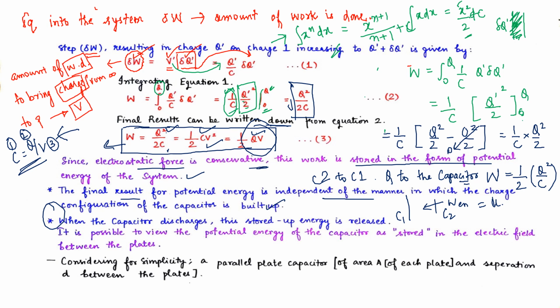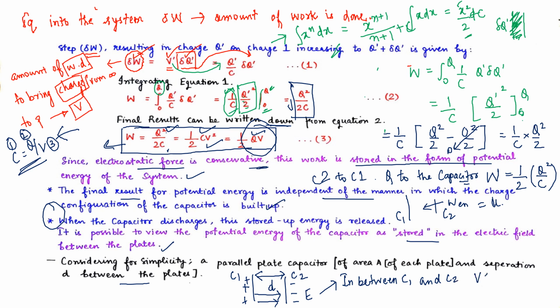When the capacitor discharges, this stored up energy is released. It is possible to view the potential energy of a capacitor as stored in the electric field between the plates. Considering, for simplicity, a parallel plate capacitor of area A of each plate and separation D between the plates. So this is conductor plate 1, conductor plate 2, which is making the capacitor, and they are separated by a distance of D. If this plate has positive charge and this plate has negative charge, there is a formation of electric field. In this electric field, in between C1 and C2, potential energy U is stored.